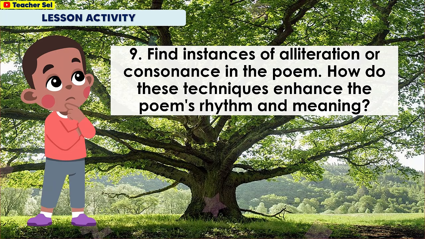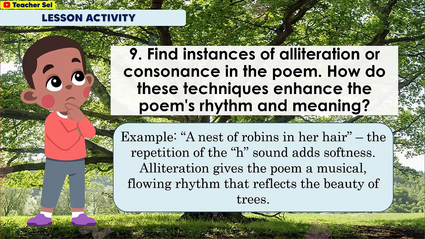Find instances of alliteration or consonance in the poem. How do these techniques enhance the poem's rhythm and meaning? Example, a nest of robins in her hair. The repetition of the H sound adds softness. Alliteration gives the poem a musical, flowing rhythm that reflects the beauty of trees.